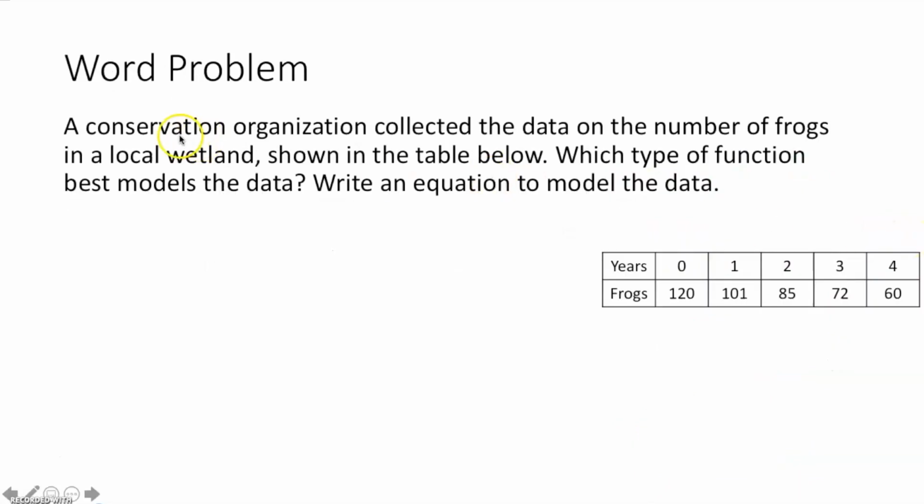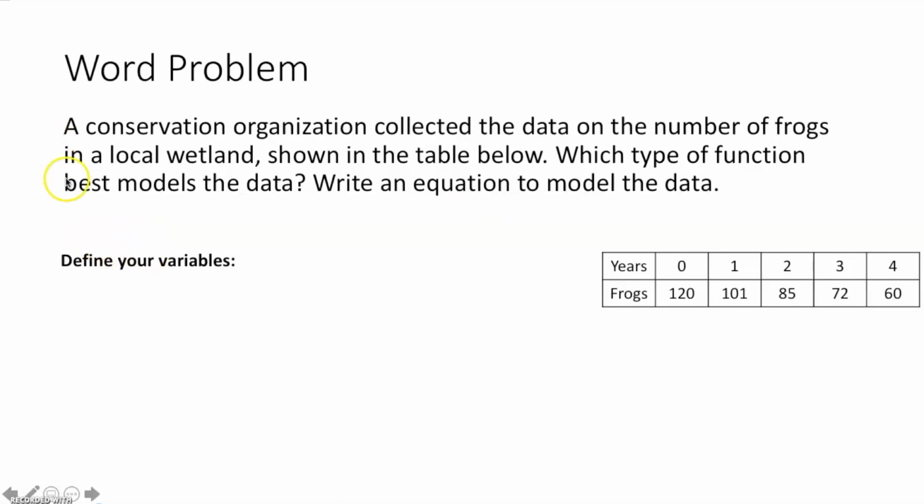Now, our word problem says a conservation organization collected the data on the number of frogs in a local wetland, shown in the table below. Which type of function best models the data? Write an equation to model the data. So step 1 in a word problem, we're not scared, we can do this. Step 2, we need to define our variables.